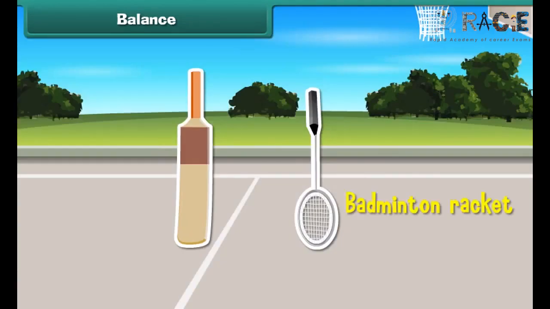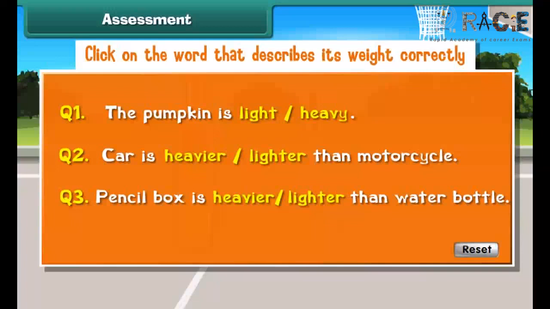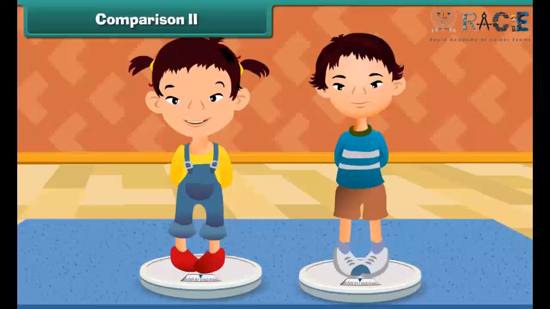Which is heavier, a badminton racket or cricket bat? Yes, a cricket bat is heavier than a badminton racket. The weight of the different objects is given here. Click on the word that describes its weight correctly. Read the question and click the correct answer.